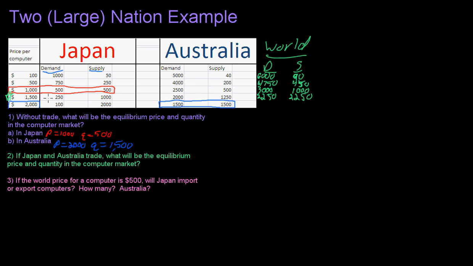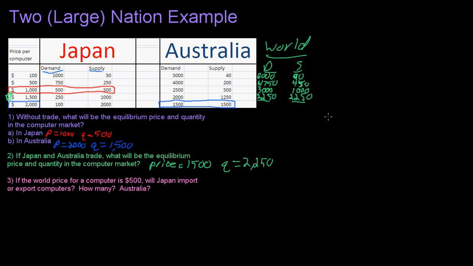And the next part we're going to go ahead and work out. I'm not going to just tell it to you right now. So we have the price will be $1,500, and then the quantity will be 2,250, which we figured out over here, because that's the quantity demanded and supplied.